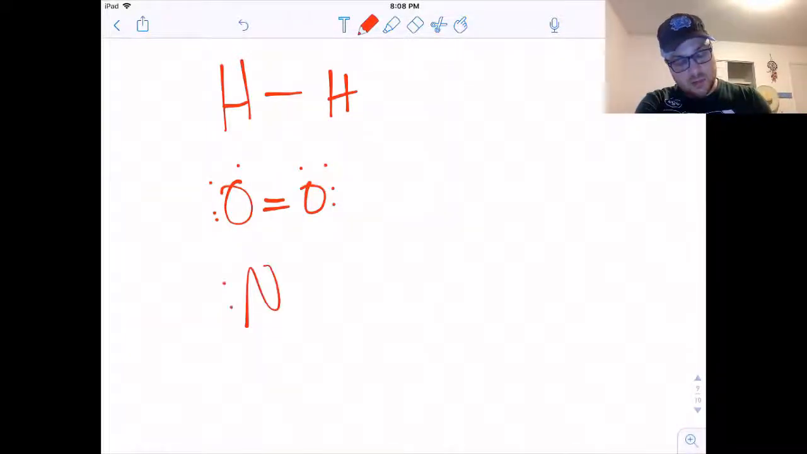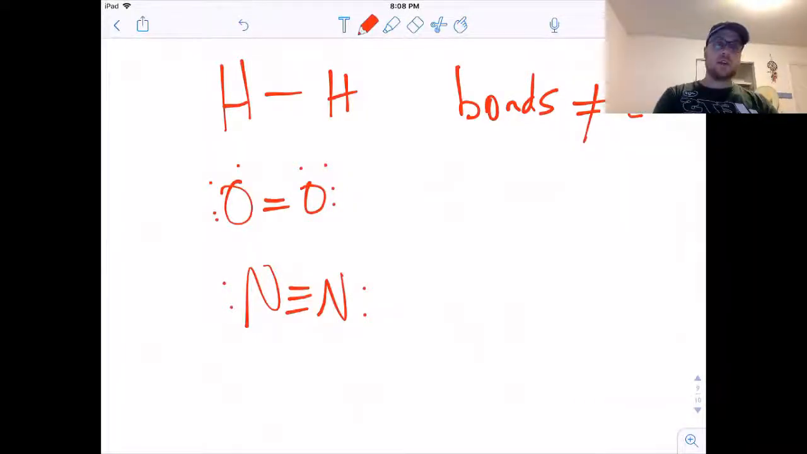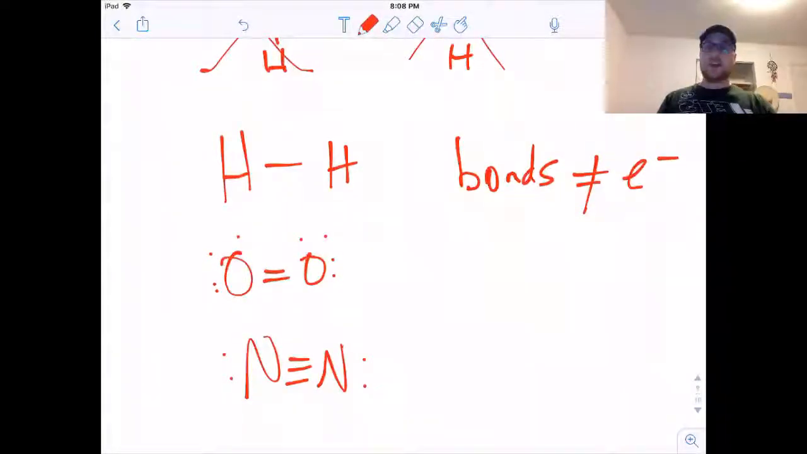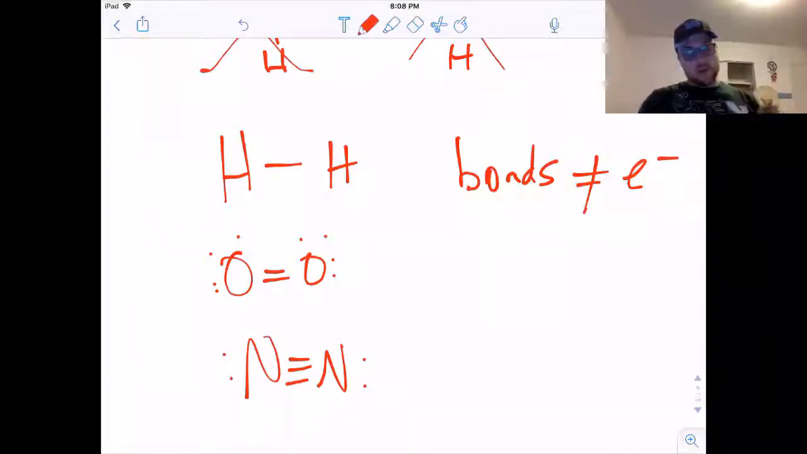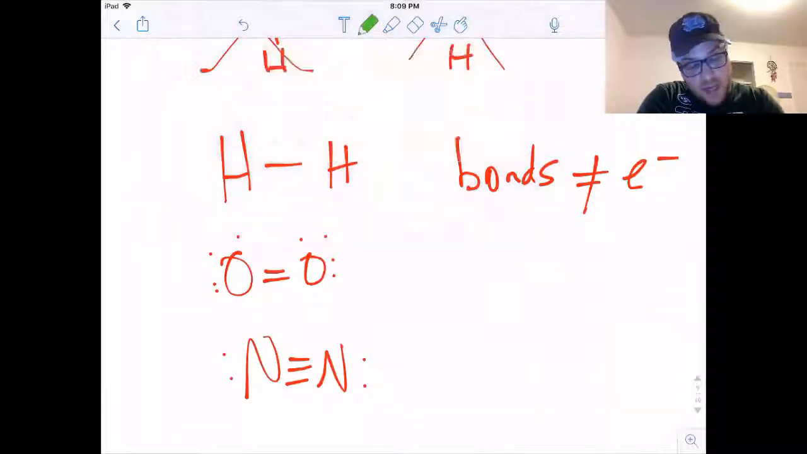Bonds do not equal electrons. And I've been seeing this a lot recently, especially in the organic unit, because I kind of threw this back at you. I was like, how many electrons are shared in each of these bonds? And for oxygen there, you'd say 2. No, there's 2 pairs, but you got to remember all of these covalent bonds are sharing electrons that I'm representing here using green.